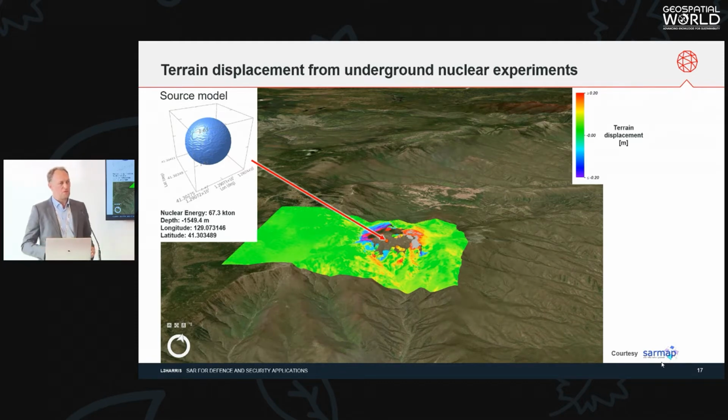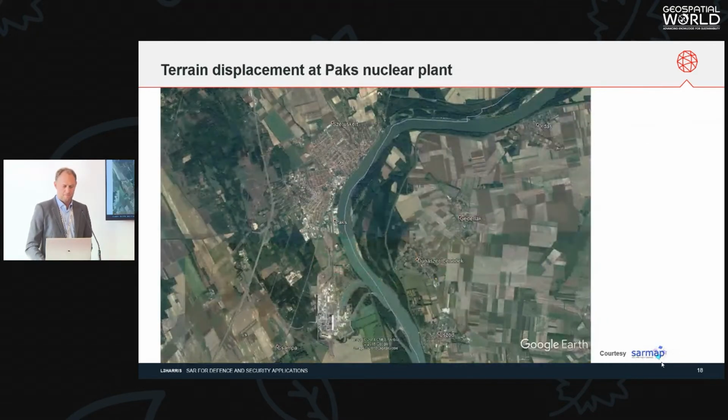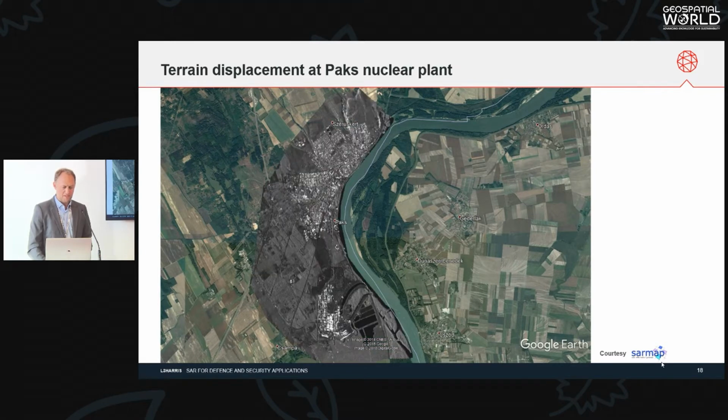From that information, we can pretty well infer how strong the nuclear bomb was. In this case, it was almost 70 kilotons, and it was detonated at a depth of approximately 1,500 meters. And that's, of course, quite useful to know. Circling back to Europe, we're now in Hungary, near Paks. There's a nuclear power plant.